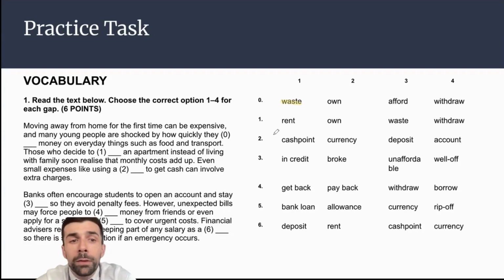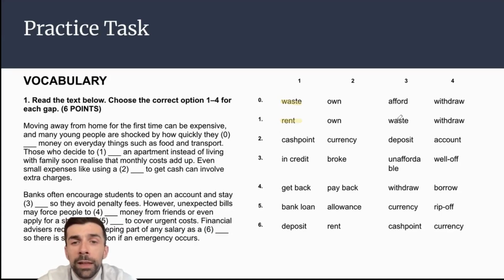Number one, those who decide to rent an apartment instead of living with family soon realize that monthly costs add up. Waste doesn't work because we don't waste apartments. Withdraw is about cash. Own an apartment instead of living with family is unnatural. We would say to buy an apartment or to purchase an apartment. But own, well, not necessarily in this situation.